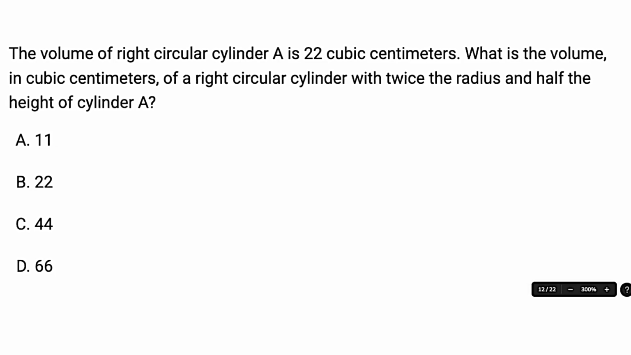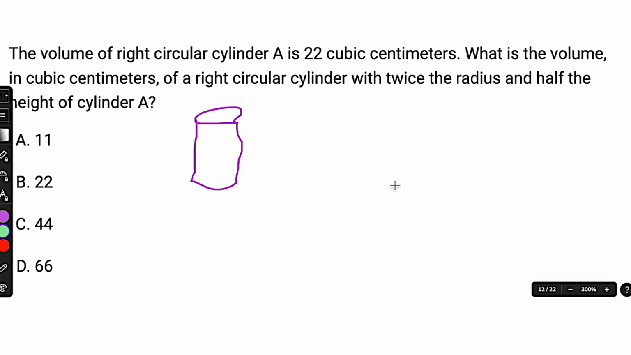Step 2, we are going to go ahead and draw the shapes if we think it's going to be helpful. Just for the sake of best practices here, I will go ahead and draw this. So right circular cylinder A, we're going to say is this here. And then it's also saying, what if we have a right circular cylinder with twice the radius and half the height? So I'm just going to draw a much shorter and fatter one over here. Doesn't have to be beautiful, guys. And then let's label it. All we know is that the first one here is 22 cubic centimeters, and that's the volume.